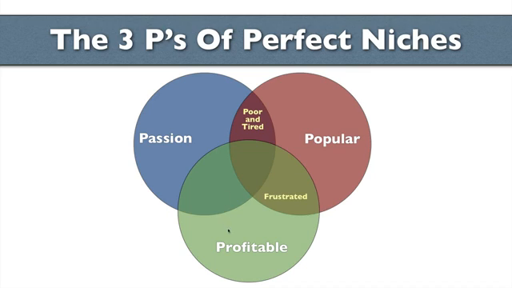What about if it's profitable and you're passionate about it, but not a lot of people are searching for it? What will happen there is you will end up with something that's relatively inconsistent. And that is not a place where you want to be. So there's a happy medium where you have passion, popularity, and profitability. And that is exactly where you want to be, right in the middle of these three P's.